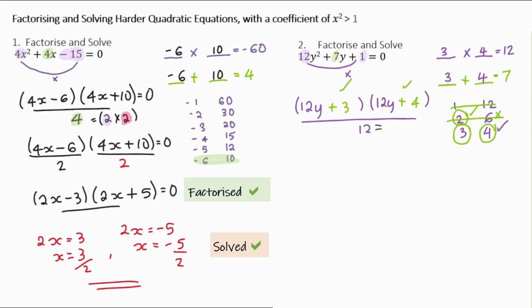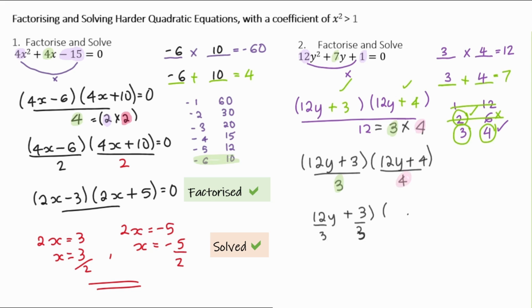So we are going to write 12 as 3 times 4, which means the first bracket, 12y plus 3, would have to be divided by 3, and the second bracket, which is 12y plus 4, would have to be divided by the 4. So if we divide each term by 3 in the first bracket and each term in the second bracket by 4, we would get 12 divided by 3, which is 4, and 3 divided by 3, which is 1. 12 divided by 4 is 3, and 4 divided by 4 is 1. So we would write the first bracket as 4y plus 1, and the second bracket as 3y plus 1.